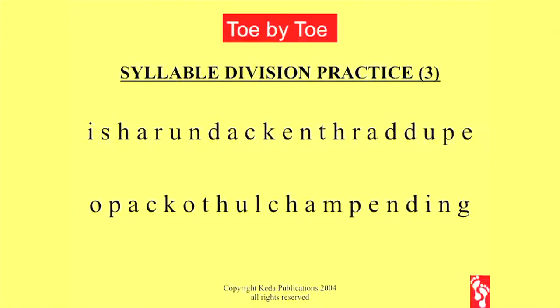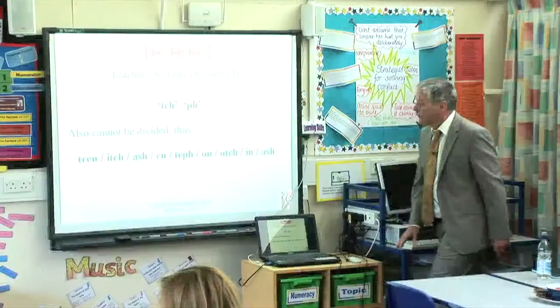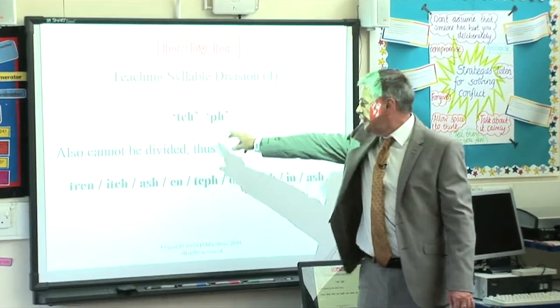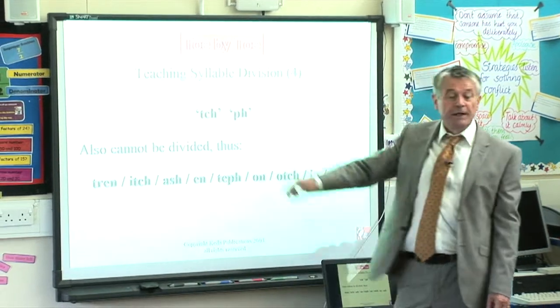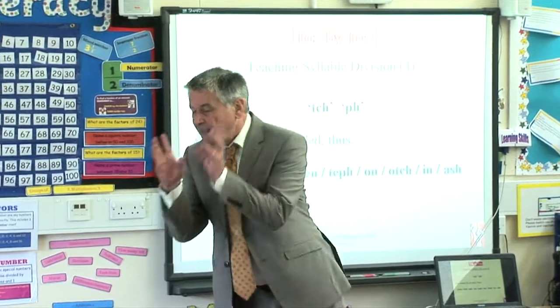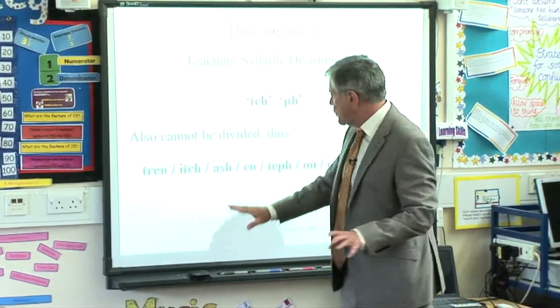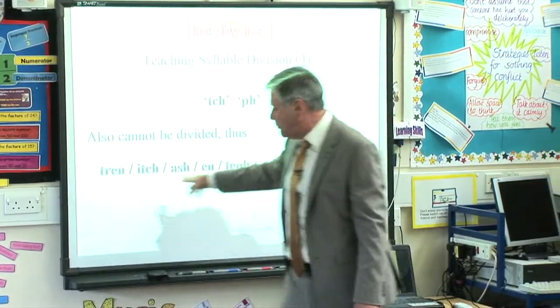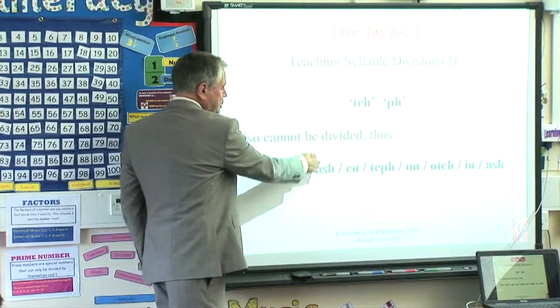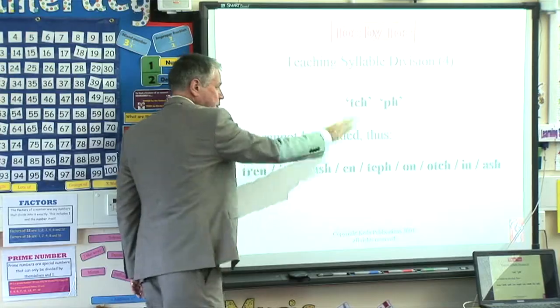Op, ak, off, ul, cham, pen, din. Well done. What does that say, please? Ch. Good. And this one? Good. So again, these are single sounds, aren't they? You cannot break up these sounds, so we have to draw the line after the H in both cases. So you see here, vowel, consonant, line, vowel, ch, line, vowel, sh, line, and so on.